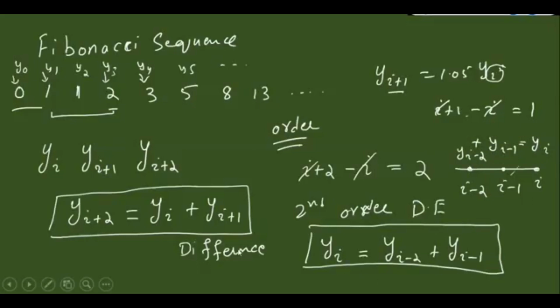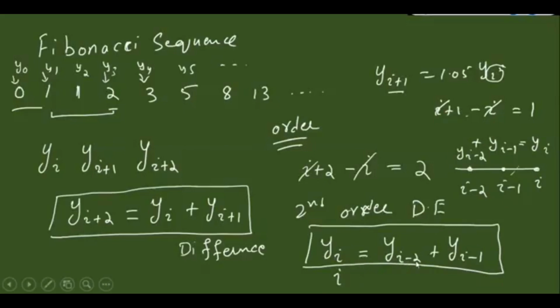So this is the same thing. It's the same Fibonacci sequence but written in different indices. If I apply the same definition which I learned for order, I have to look for the highest index first. In this case, the highest index is i, simple i, and then the lowest index. So which is the lowest index here?